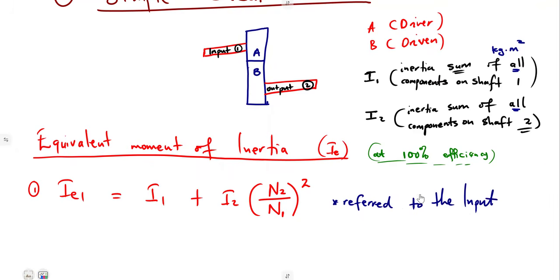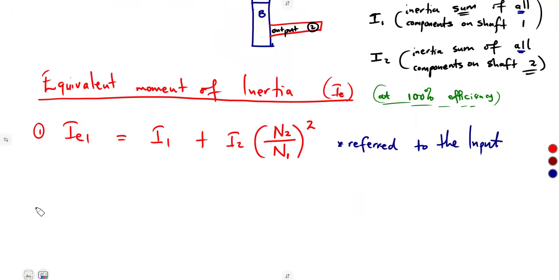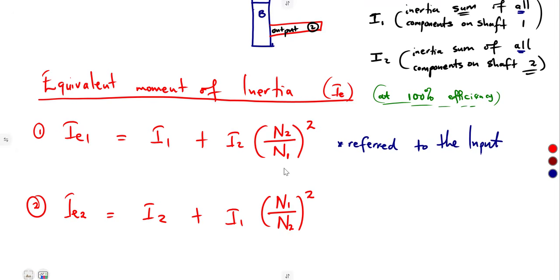Okay. Then we're going to need another one that is referred to the what? To the output. So that's IE2, the output. As we see, this is 1, this we started with 1. So when it is output, we're going to start with the output moment of inertia I2, so it's I2 plus I1. Then the speed, as I said, referred to the output, so the output will be the one in the denominator. So definitely it's going to be N1 over N2 squared. So this is what you're going to have referred.